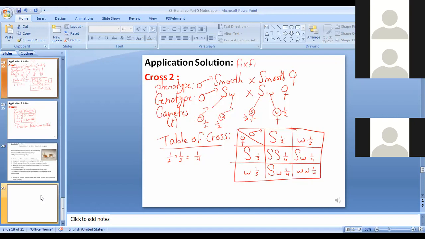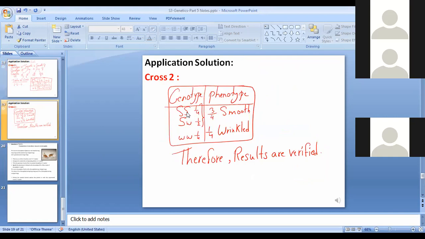So SS, SW, SW and WW, male and female. How did you get 1 over 4? It's 1 over 2 times 1 over 2. It's math. So SS is 1 over 4, SW 1 over 4, SW again 1 over 4, and WW 1 over 4.